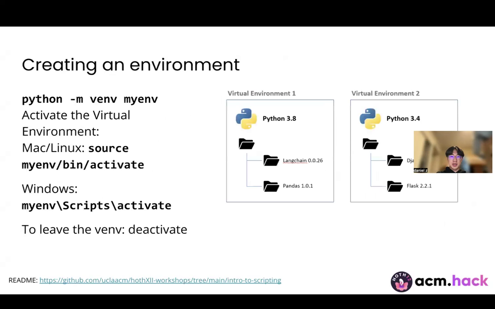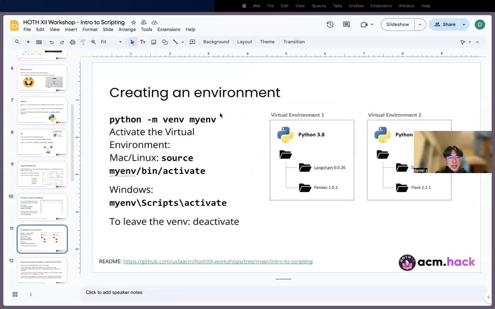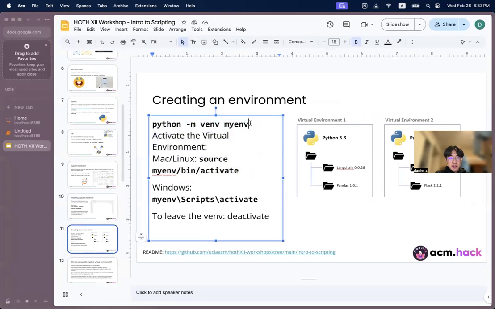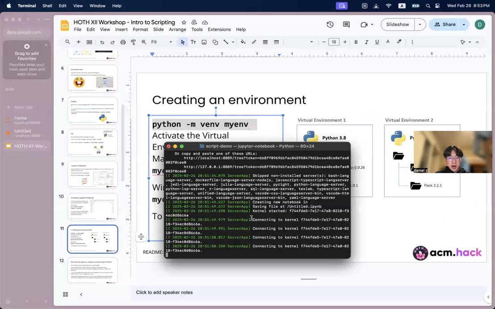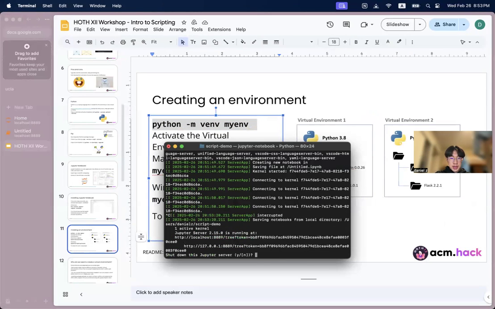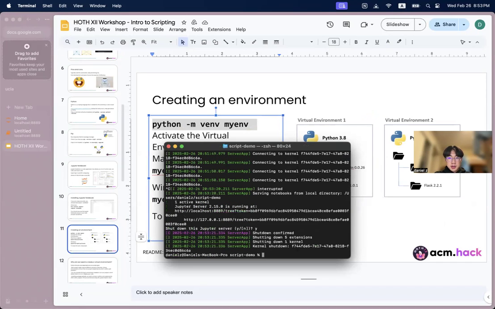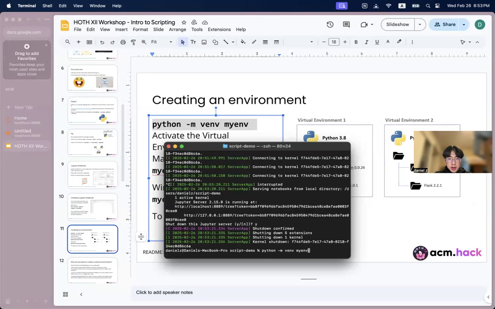All right, so let's go back to this slide where I go over how to make a virtual environment. To create a virtual environment, we are going to run this command. I have Python 3, so I'm going to add the 3 after python. First, I'm going to quit out of Jupyter Notebook by pressing Control C, and then yes. Then I'm going to paste this in, and I'm going to use Python 3.